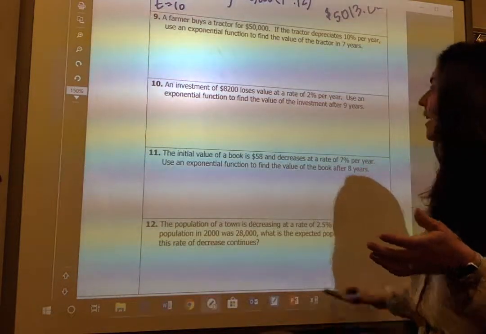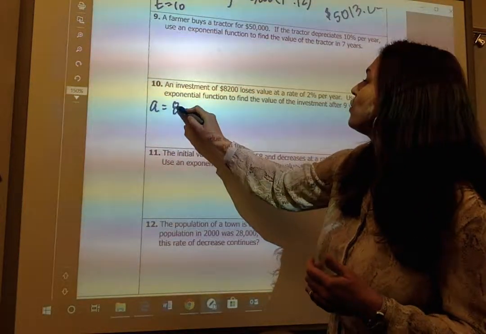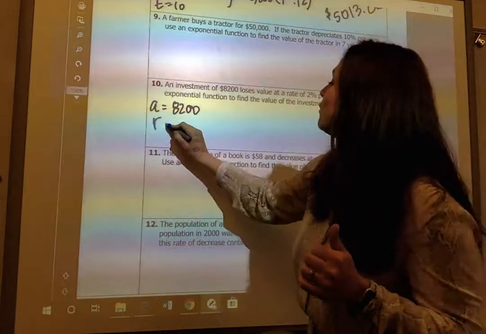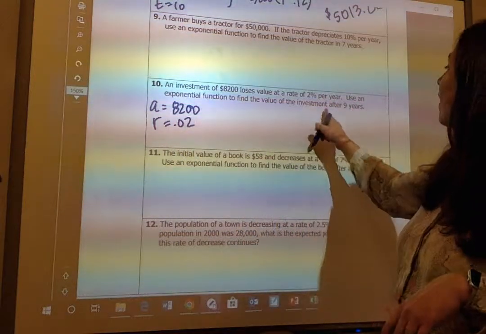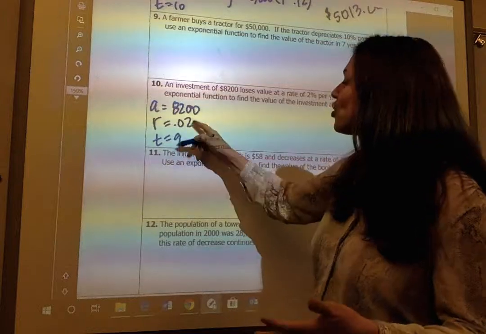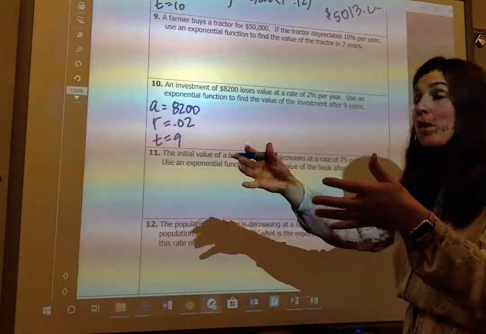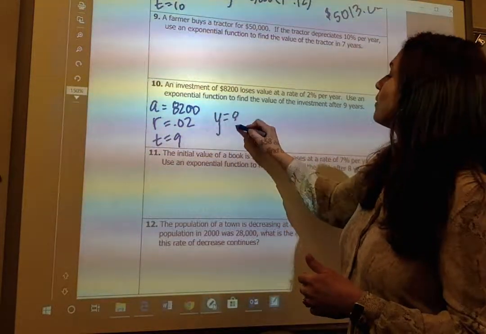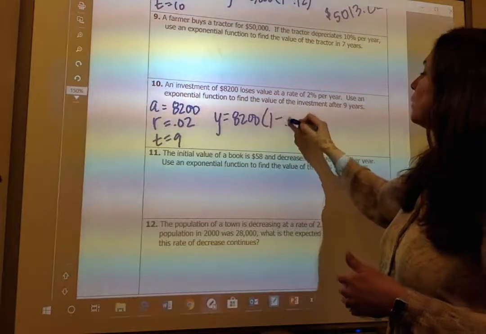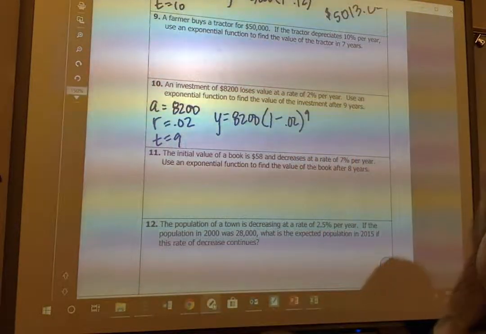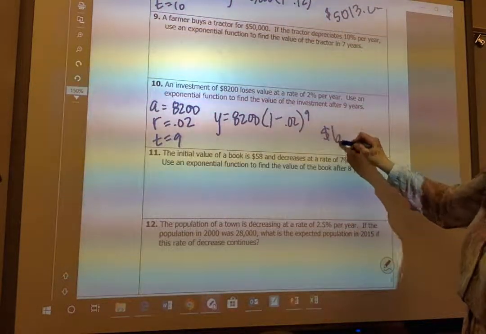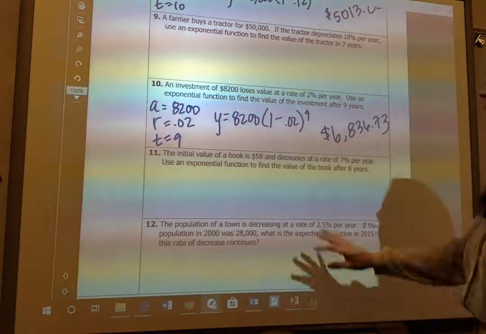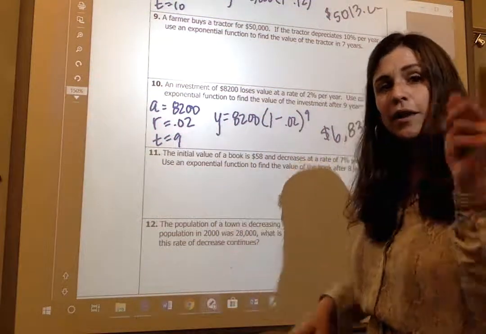Okay, so let's do 10. So an investment of 8,200. So my initial is 8,200. We didn't do so good in the stock market, so it's losing value at a rate of 2% each year. And I want to find out what happens if it goes in this direction after 9 years. So I put $8,200 away. I let it go. I don't know, it's losing money. How much am I going to have after 9 years? So I get y equals 8,200, 1 minus 0.02 raised to the 9th power. And after 9 years, it would be worth $6,836.73. Okay? So that's the difference between exponential growth and decay. If you have any questions, come see me.